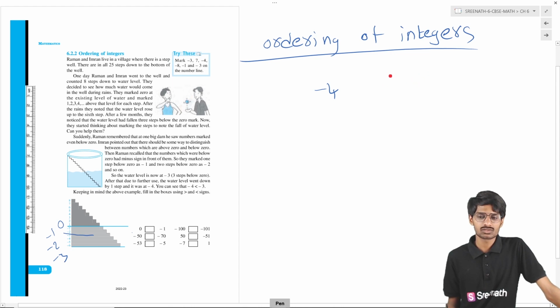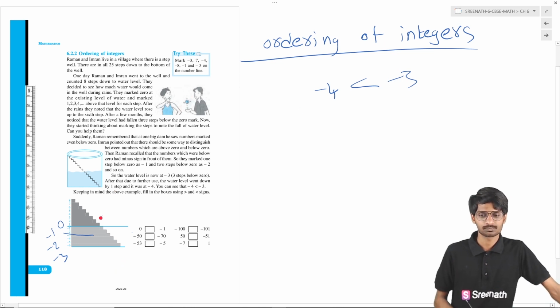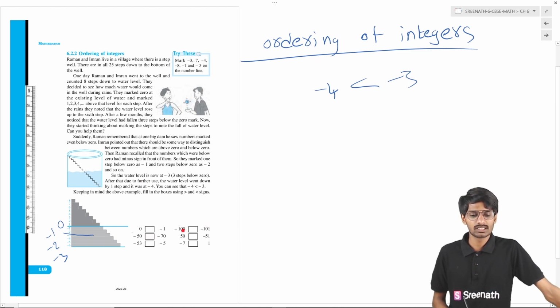So they want to know it. So how will you know it? By using these steps. They consider that -3 is greater than -4, so you have to go more for -4. So -3 is greater than -4. By seeing this, you have to fill these symbols.